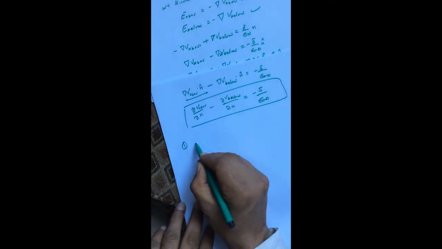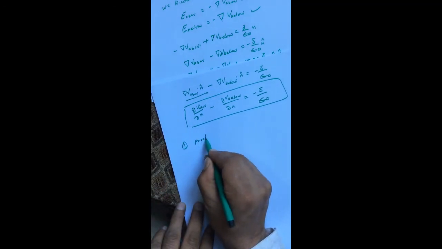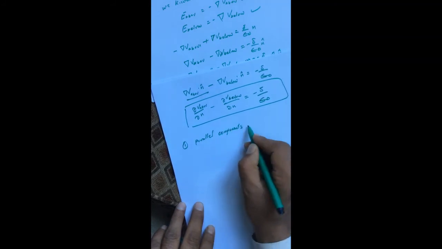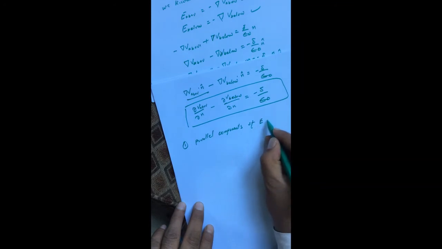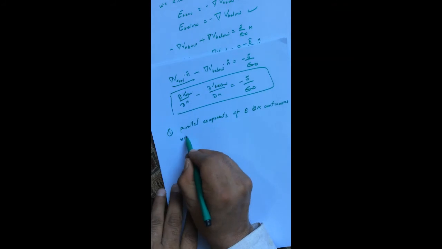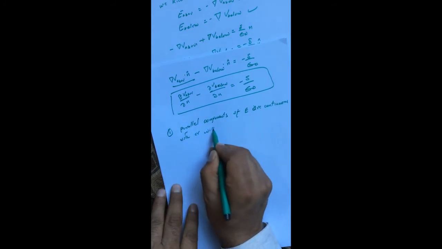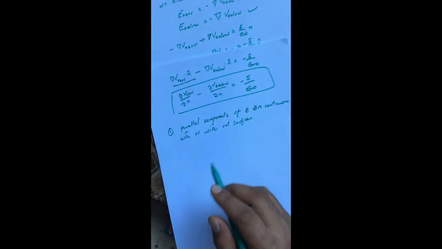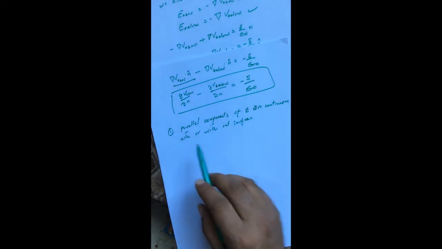The first one is parallel component of electric field is continuous with or without surface. Like the parallel component of electric field will be continuous whether there is a surface or not.